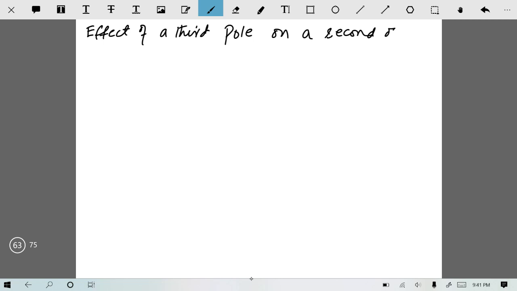So what to do with this third pole? How to get rid of this third pole, so that you are able to apply the formulas that you have recently learned? For that we need to see the effect of a third pole on a second order system. What is the effect of a third pole on a second order system?